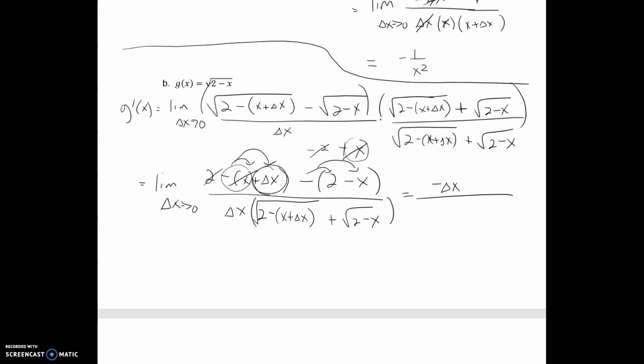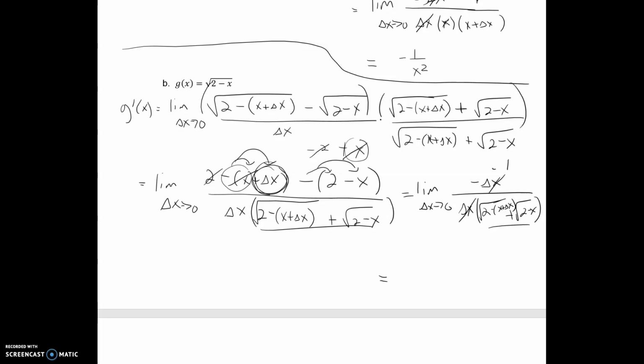And, oh, I didn't take the limit yet. So I got to make sure that this is still equal to the limit as delta x goes to 0. In the top, I end up with a negative delta x term. Everything else went away. And then we got that delta x term in the bottom, and then these two roots. That's a square root of 2 minus x. That's a square root of 2 minus x plus delta x. Sorry, it's a little messy. I just rewrote that in this small space. And now these go away. I end up with a negative 1 up top. And I'll go ahead and take the limit.